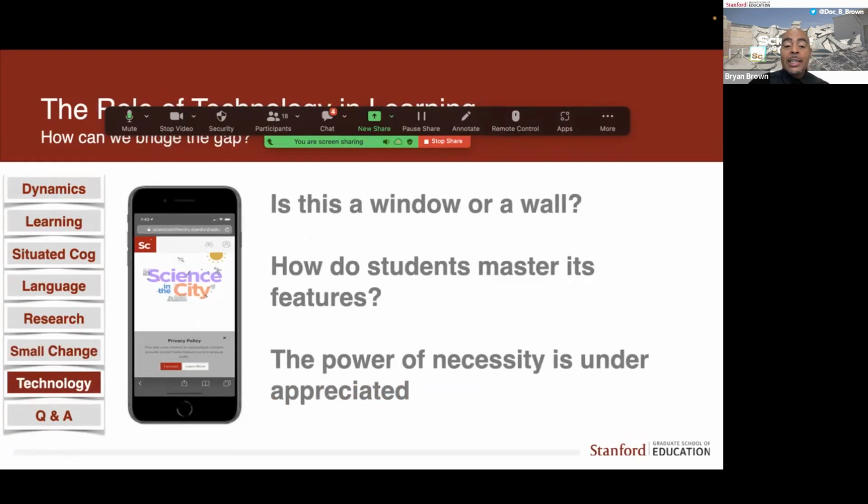The last thing I'll say is technology is your tool. We have so many tools. It is a window, not a wall, to separate people. It enables them to get information, share information. The students master features all the time. Let's tap into this untapped tool and enable it to be a great learning resource for every student.